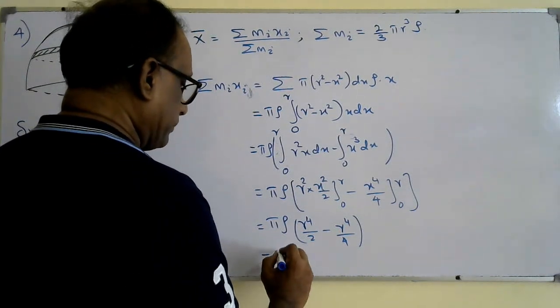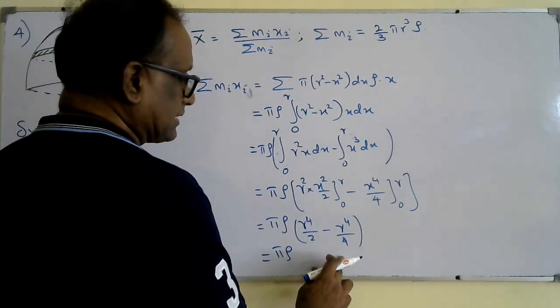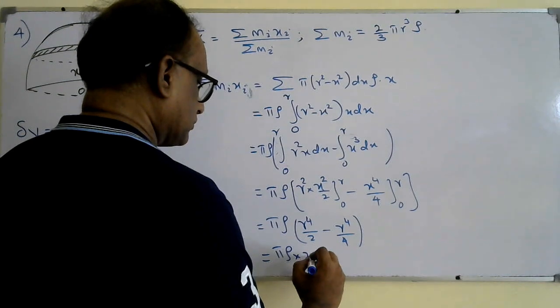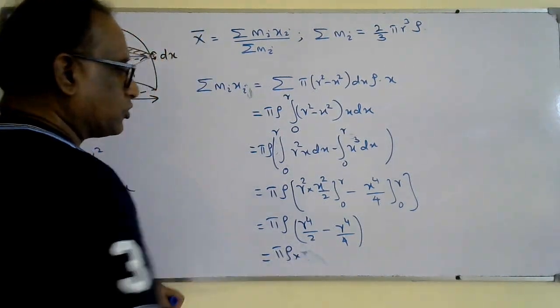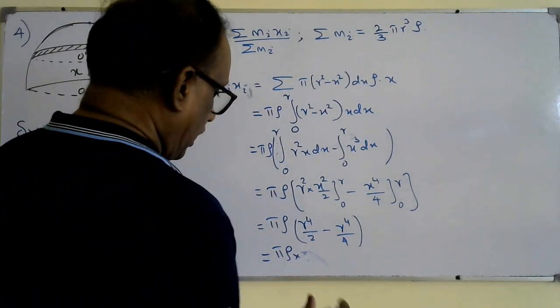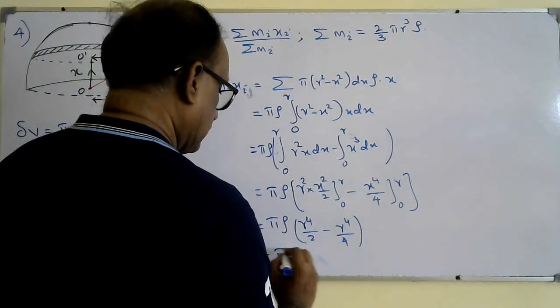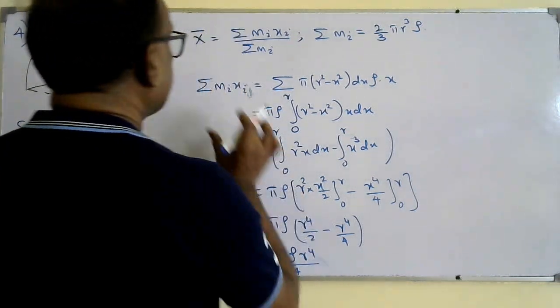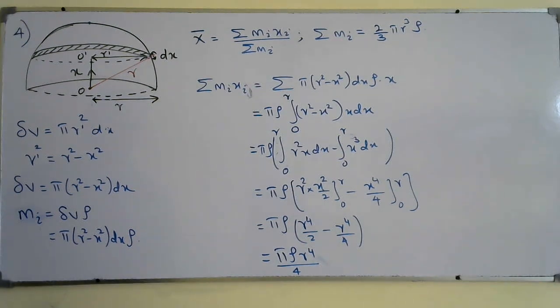So when you solve it, with LCM 4, that is 2r to the power 4 minus r to the power 4, it will become pi rho r to the power 4 over 4. That is sigma mi xi. Okay, I'll erase this.